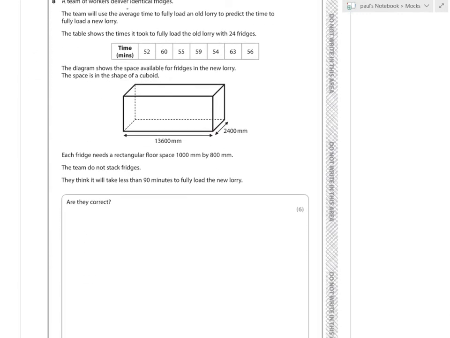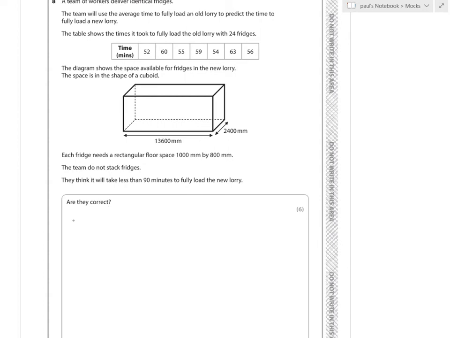A team of workers delivers identical fridges. The team would use an average time to fully load an old lorry to predict the time to fully load a new lorry. The table shows the time it took to fully load an old lorry with 24 fridges. The diagram shows the space available for fridges in the new lorry. The shape is a cuboid. The team do not stack fridges. They think it will take less than 90 minutes to fully load the new lorry.